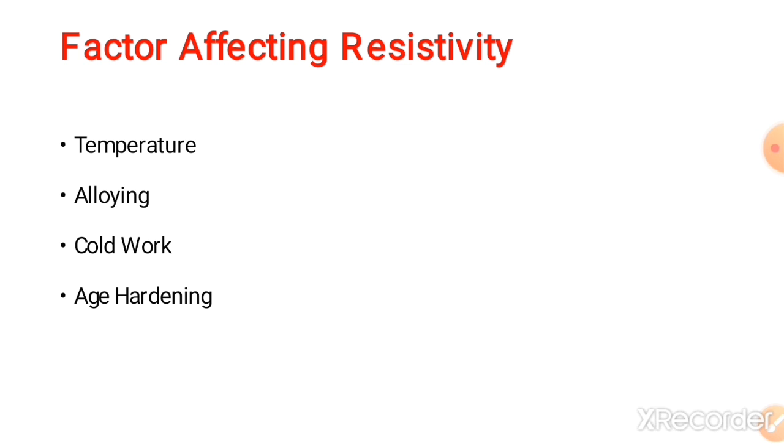Next point is age hardening. Age hardening is a treatment which is used to increase the yield strength and develop the ability in an alloy to resist permanent deformation by external force. This process increases the strength of alloy by creating solid impurity, which disturbs the crystal structure of metal and interrupts the flow of free electrons through the metal. Due to this process, the resistivity of metal is increased.